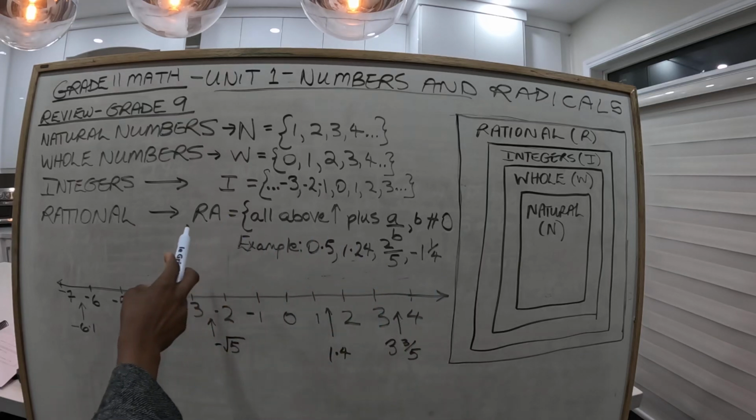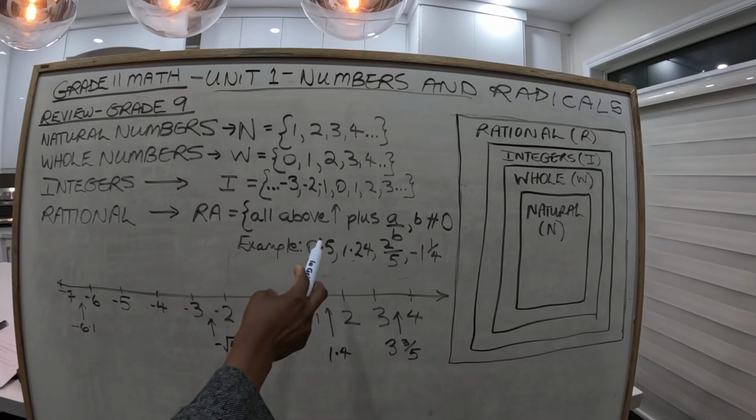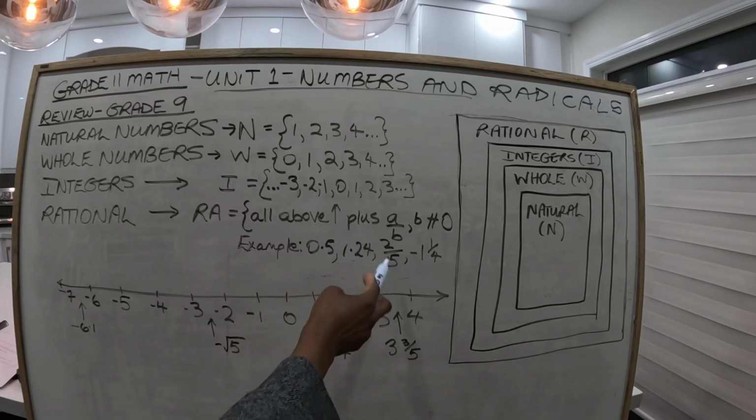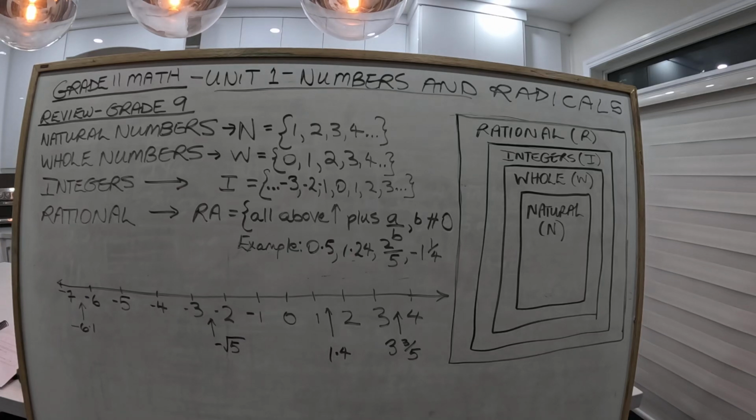What would be qualified as a rational number? 0.5, 1.24, 2 over 5, negative 1 and a quarter. Those are just a review of what we did in grade 9.